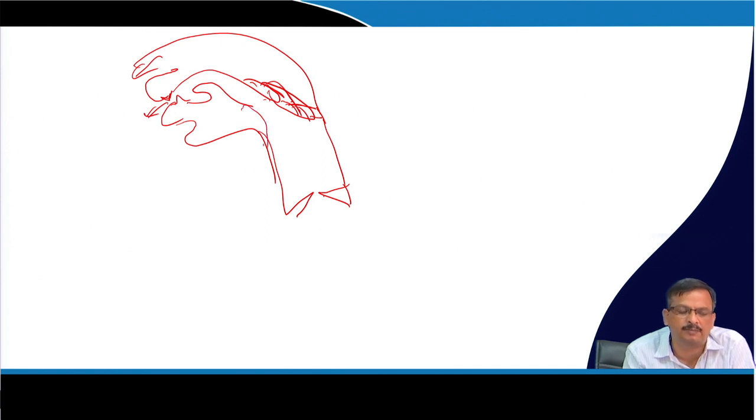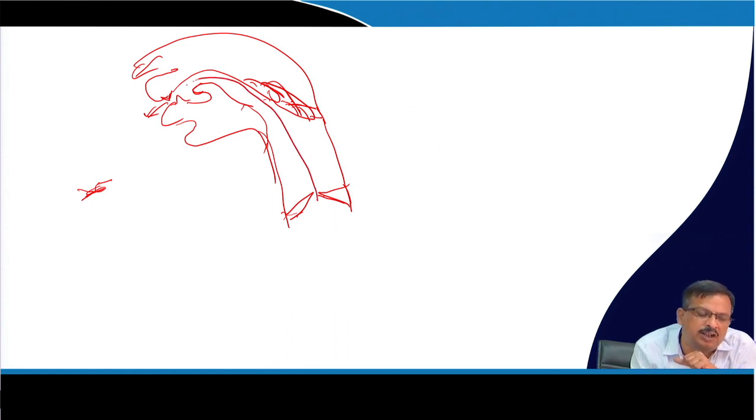So this is the tongue. Our tongue is fixed at the back side, and the front side is open. When I produce a sound, the vocal cords are nothing but a membrane. So the membrane will create vibration, and when that vibration passes through a tube, depending on the tube transfer function, the vibration characteristics will be changed.